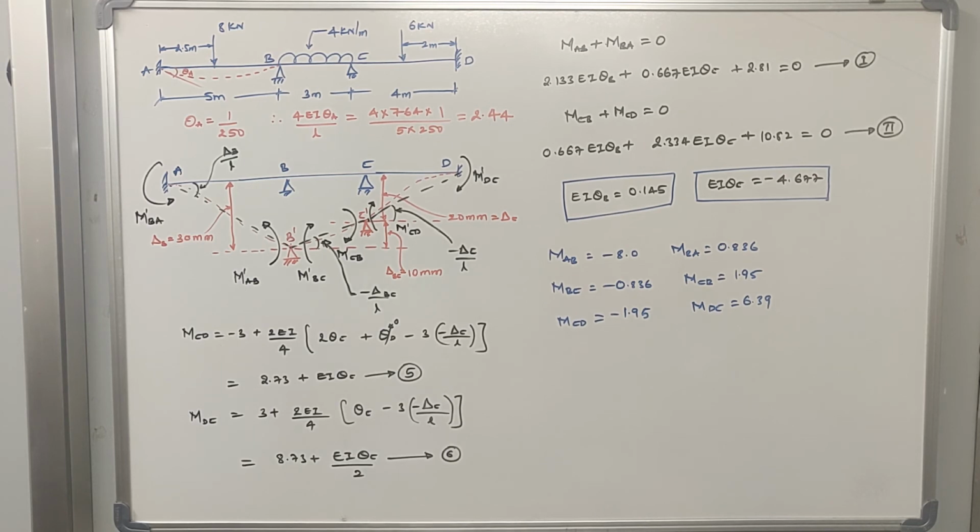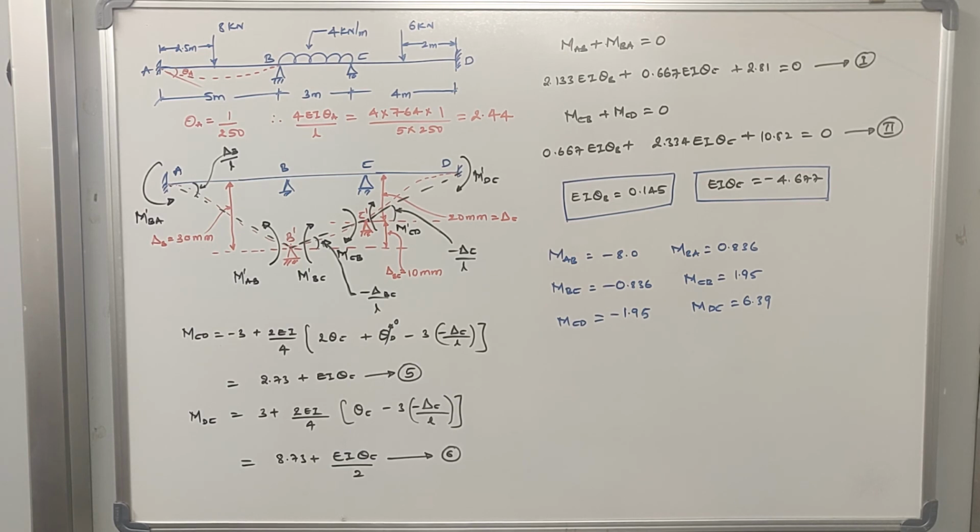We have the moment: the summation of all the moments at B should be equal to 0, and the summation of all the moments at C should be equal to 0, which means MBA plus MBC should be equal to 0, and MCB plus MCD should be equal to 0. I have substituted the slope deflection equations of MBA and MBC into the first equation, and MCB and MCD into the second equation, and after simplifying, these are the two equations I get. And solving those two equations, I have found out the unknown values.